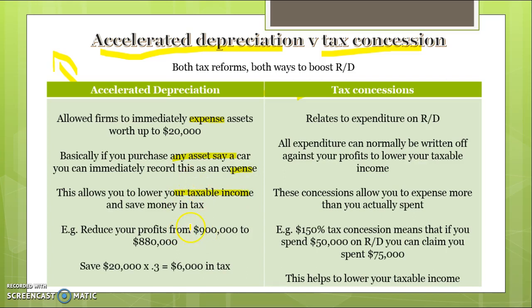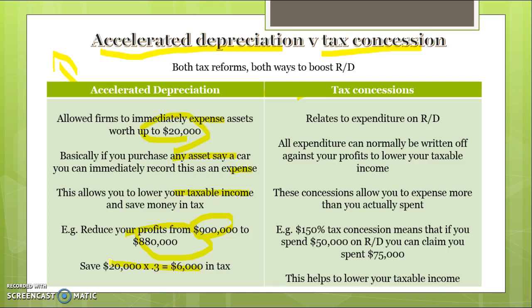So for example, if you earn $900,000 profit and you buy a $20,000 car, you can immediately claim it as an expense, reduce your profits to $880,000, and essentially you'll save 30% of your $20,000 purchase in tax, which means you'll get around $6,000 back. So the key thing is accelerated depreciation allowances allow you to immediately expense assets.